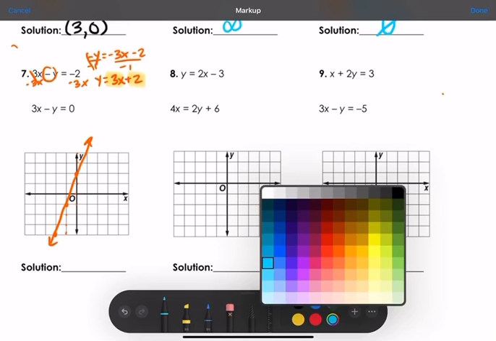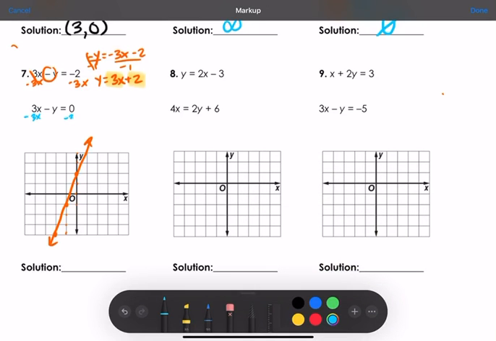need to solve for y, so I'm going to subtract 3x. I get negative y equals negative 3x plus 0. Divide everything by negative 1. And I get y equals 3x plus 0. So my slope is 3, my intercept is 0. It's going through the origin. And up 3 over 1.